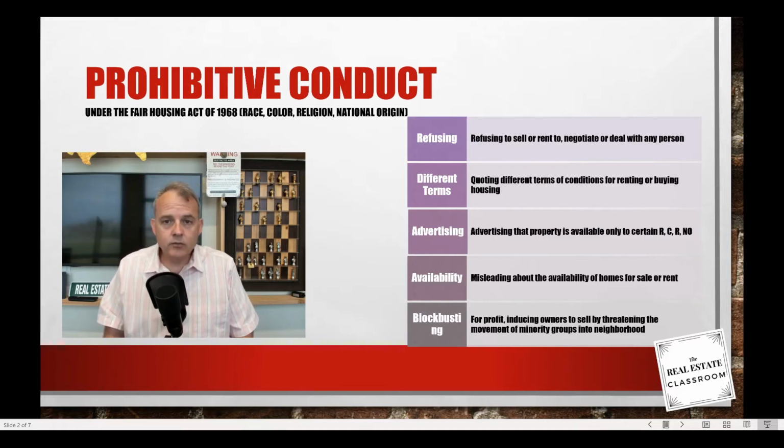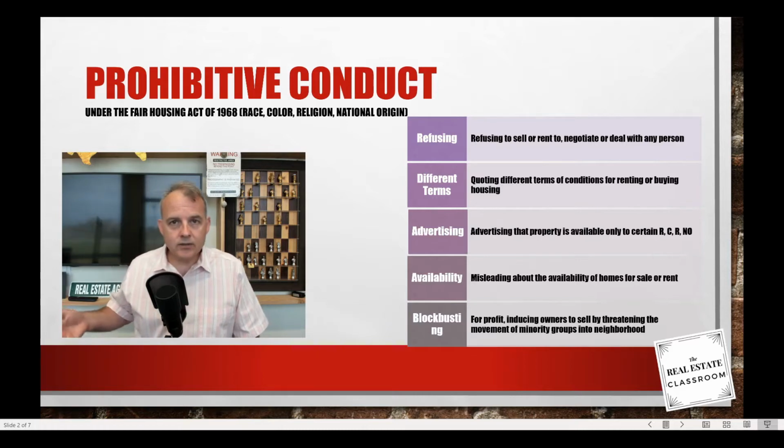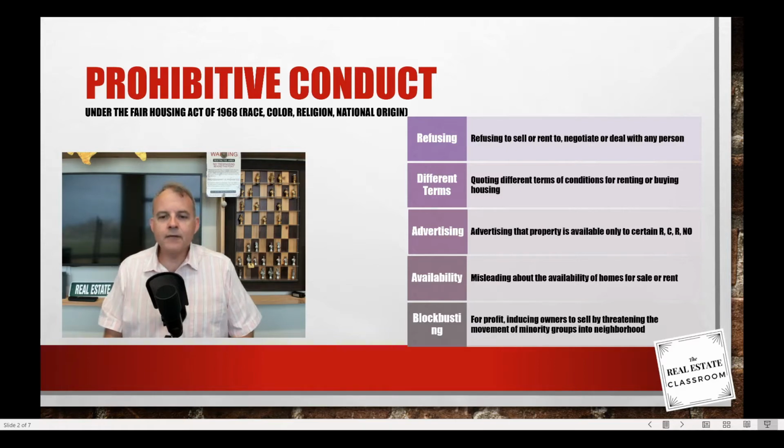Advertising that a property is available only to certain protected classes. Again, race, color, religion, or national origin. And this one here is a little bit tricky because you would say, well, wait a minute. They're advertising that a property is available to Catholics. Okay, but you're also discriminating against those of color or those in a particular race or those of a particular national origin. So on its face, it looks like, well, hey, it's okay, but in the end, it's not.